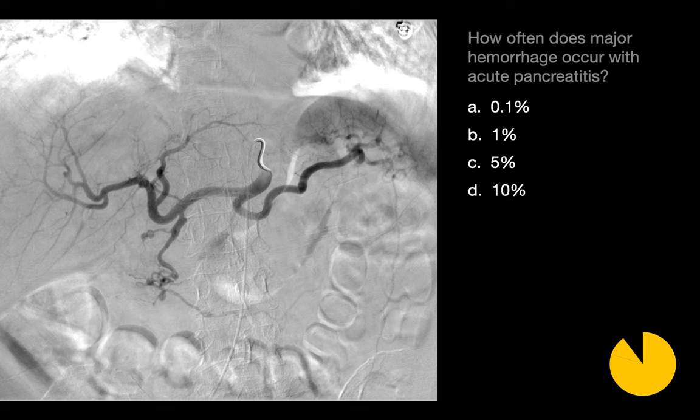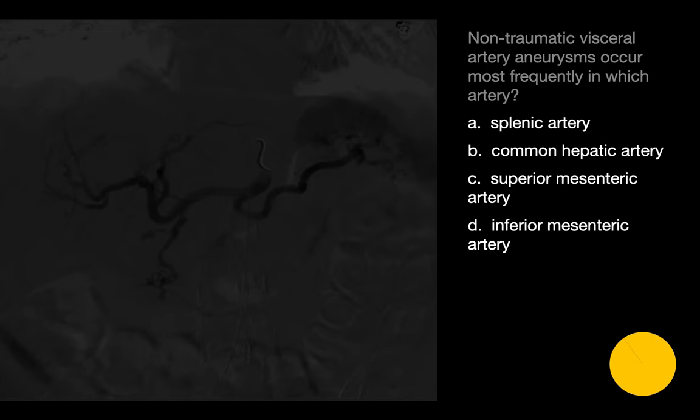How often does major hemorrhage occur with acute pancreatitis? Major hemorrhages occur in approximately 1% of acute pancreatitis cases. Our next question doesn't have to do with acute pancreatitis, but is sort of related to this subject. Non-traumatic visceral artery aneurysms occur most frequently in which artery? And the answer here is the splenic artery.